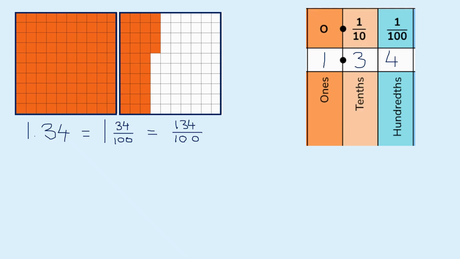And as a percentage, I've got 100% of this first grid shaded, and I've got 34% of the second one shaded. So altogether, that gives me 134%.